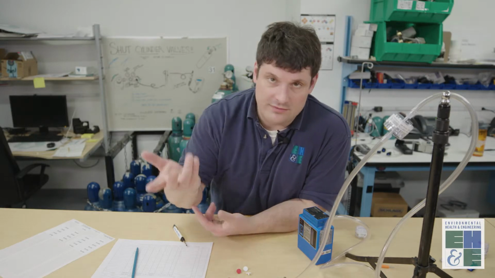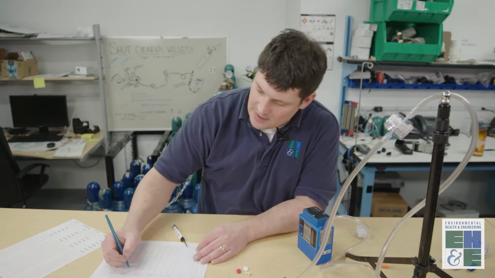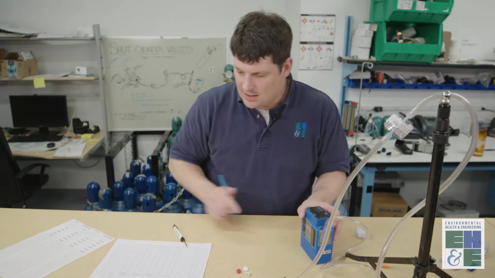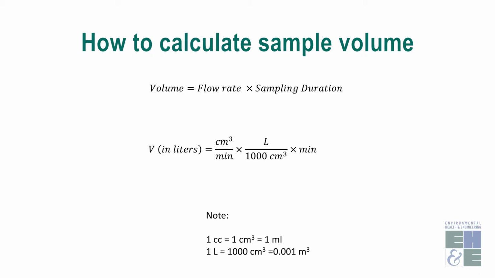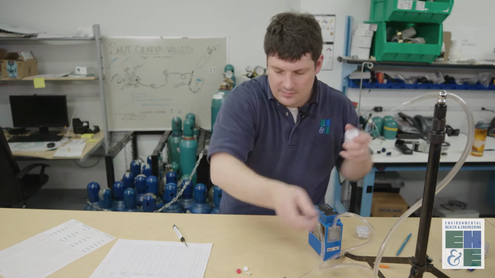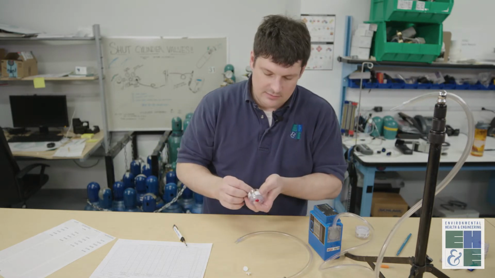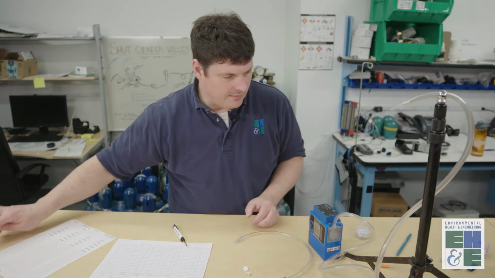In this case, there was no change, so we'll record that no change here, or record the off flow here. Then we'll calculate the duration of the sample in minutes, and then we'll calculate the volume of the sample based on the average of the on flow and the off flow times the duration. When we're done, we're going to cap these and ship them to the laboratory.